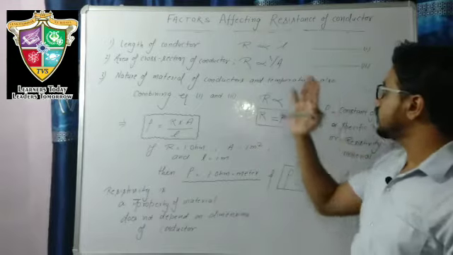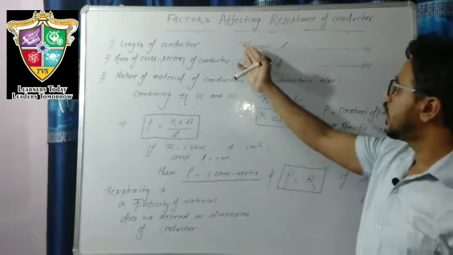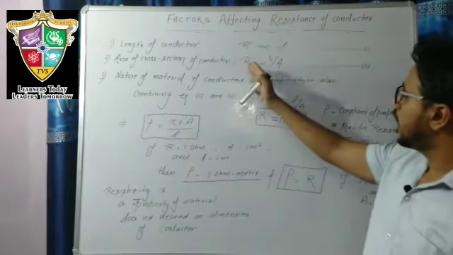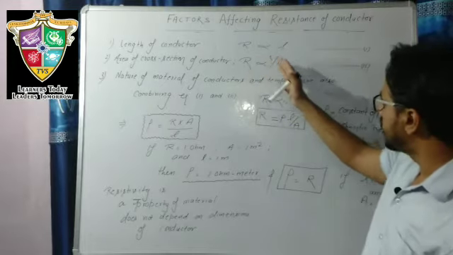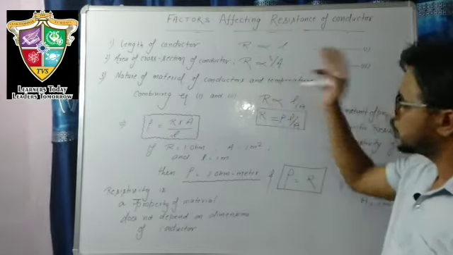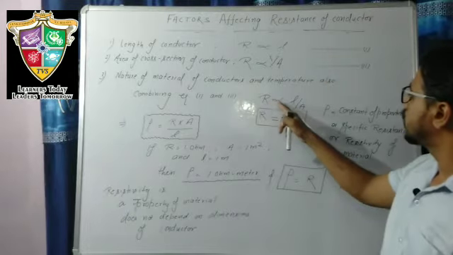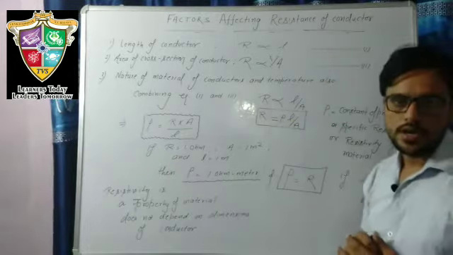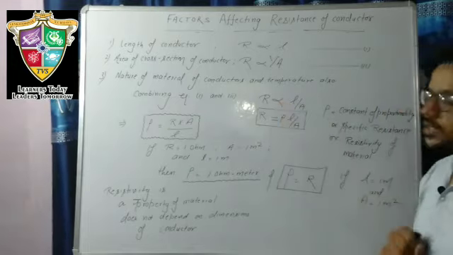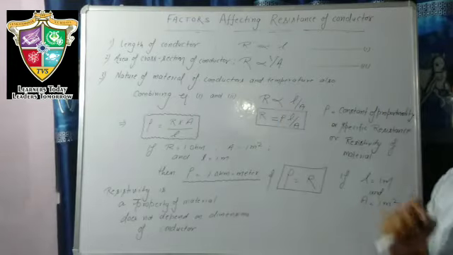So students, we now have two relations. R is directly proportional to L and R is proportional to 1 by A, means inversely proportional to area. If we combine these relations, we get R is proportional to L by A, and to remove this proportionality, we have to put a constant.